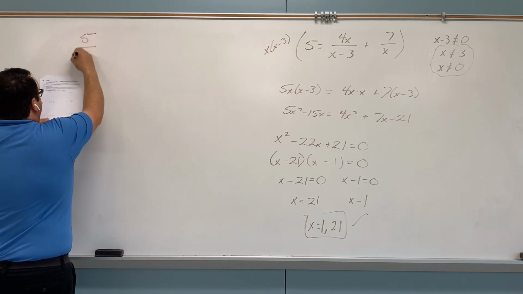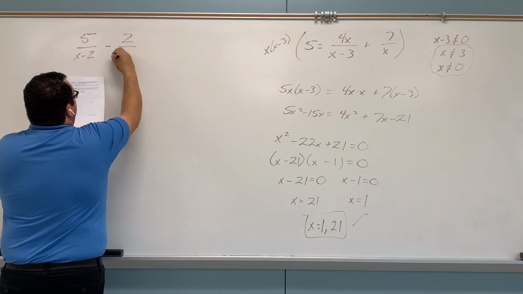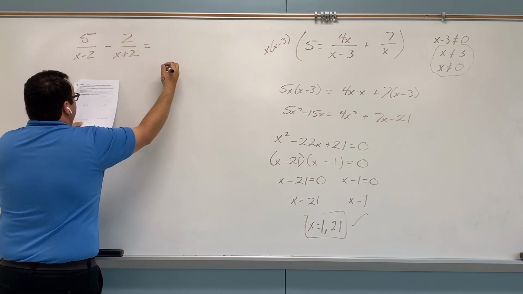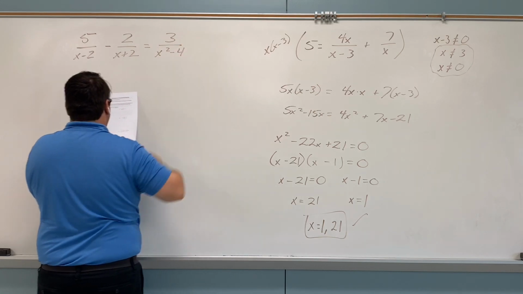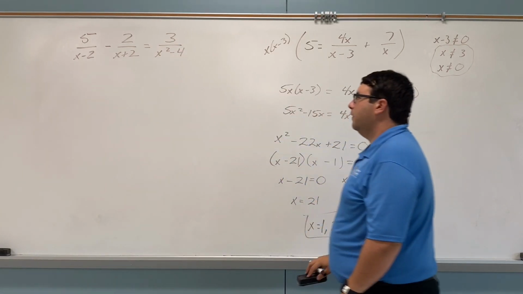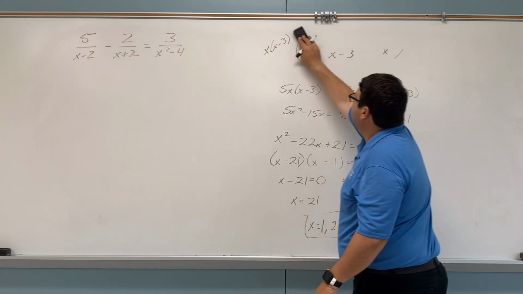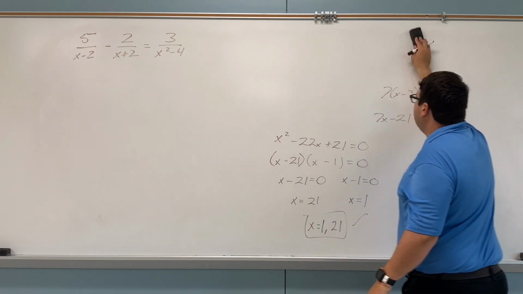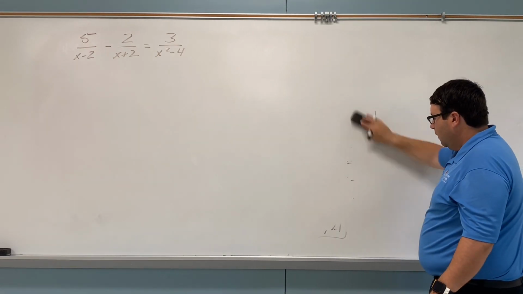Okay, so I have 5 over x minus 2 minus 2 over x plus 2 is equal to 3 over x squared minus 4. Whew. Lots of stuff going on here. I am going to erase this other problem just to give me some board space because it looks like we're going to need some board space. So, there we go.